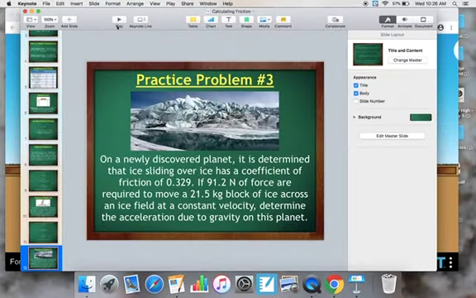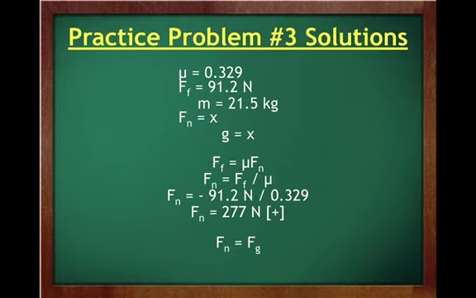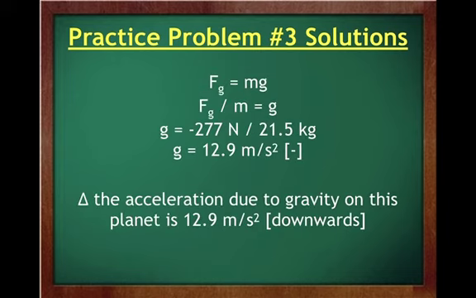All right, so what we'll do is, again, you see that process written out there. You see that force of friction as the 91.2 is implied because it's at a constant speed. Again, you solve for that normal force due to your force of friction formula. You know that your normal force is the same as your force of gravity, and away you go.